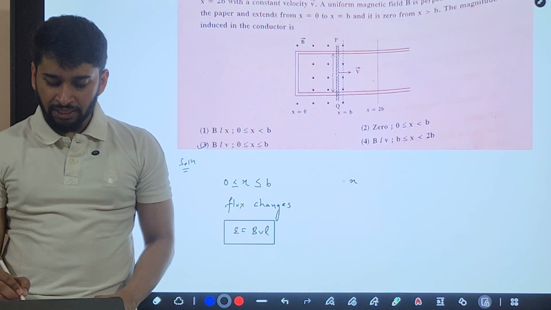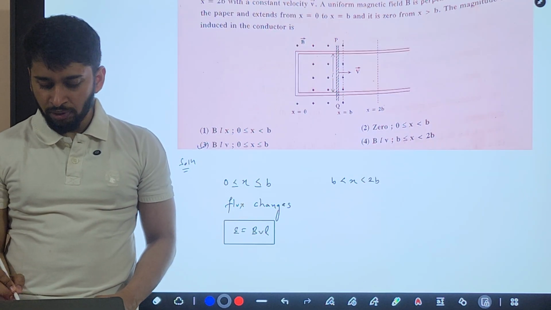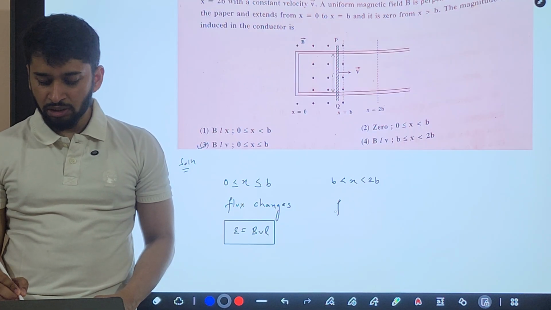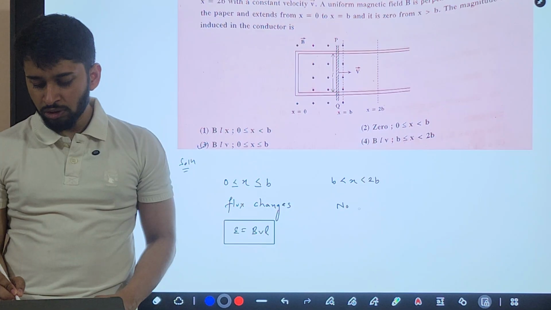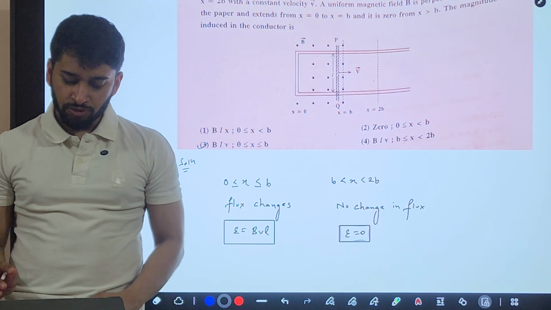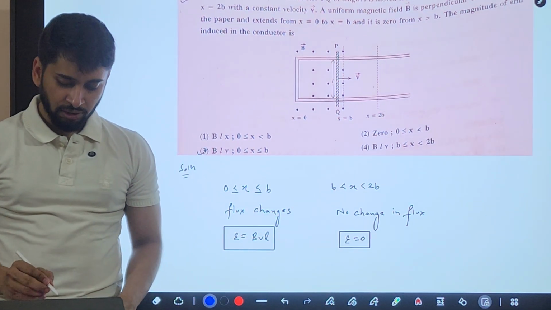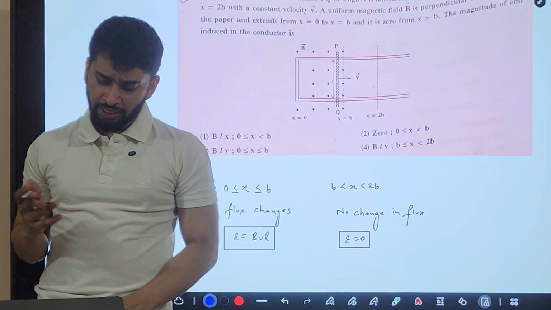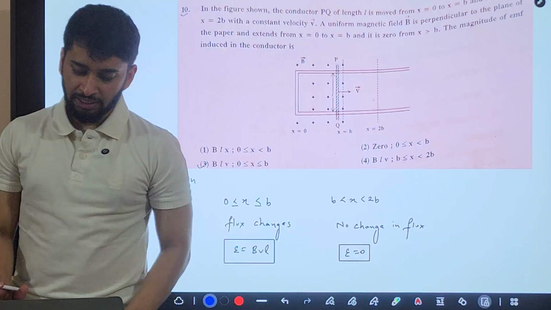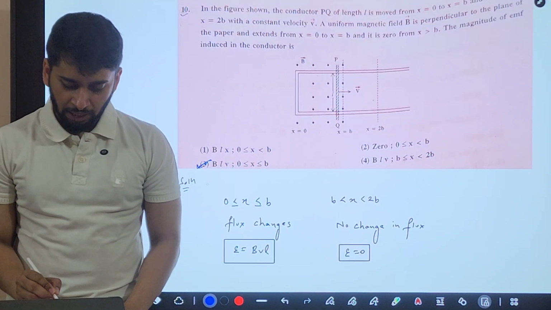But for x greater than b, less than 2b, EMF will not be induced because the flux does not change. No change in flux. If flux is not changing, EMF induced will be 0. Fine. So what will be the answer here? Answer will be option 3. Between 0 and b, BLV. Not BLX, BLV. So answer will be option 3.